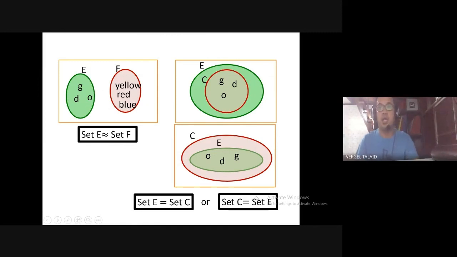But when you talk about equal, E is equal to C, C is equal to E. This can be written as, we have here E, the green. So inside E is C because they are equal. Then E can also be written inside C because all elements of C are in set E, and all elements of E are also in C. So you can have set C inside E or set E inside C. So they are equal.